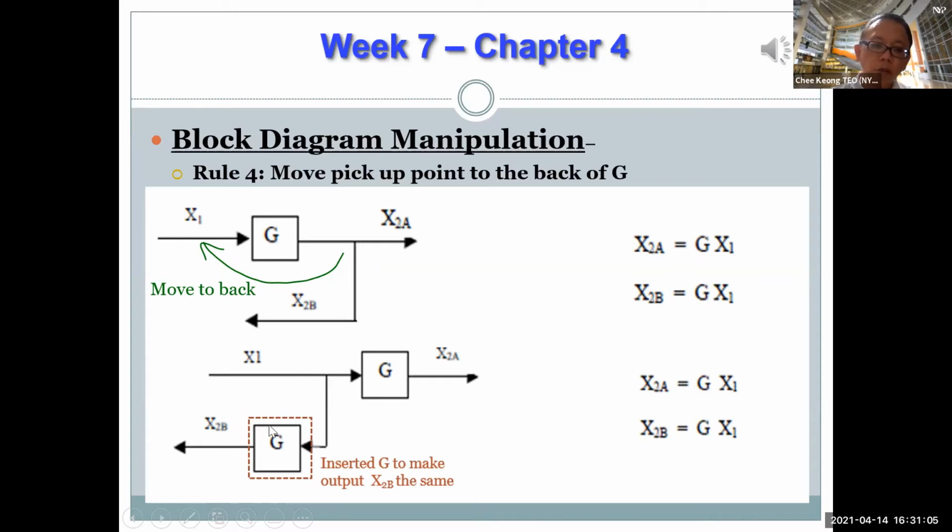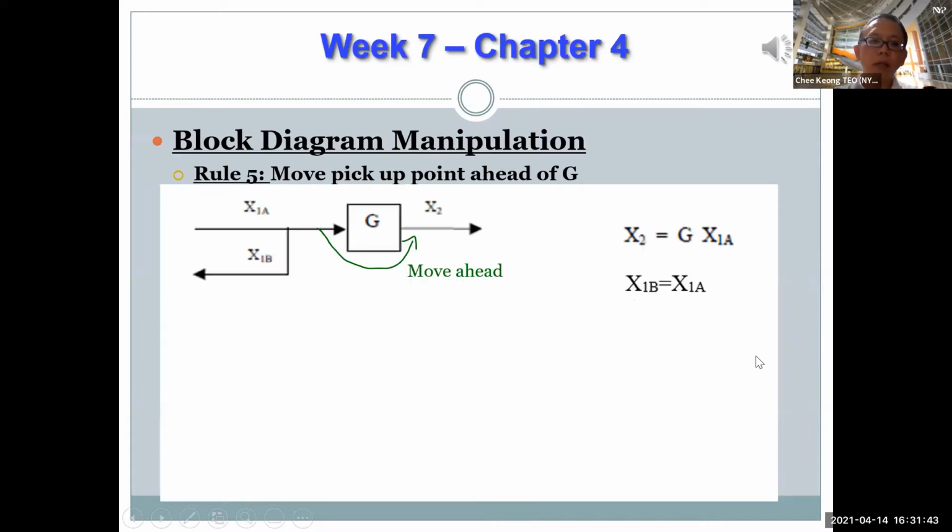So therefore, because of that, you got to add another G so as to come out with the same expression. But X2a will still be the same because it's X1 times G to give you X2a. So there's no difference for X2a. But X2b, if let's say you put here, there's no G here originally. But of course, you got to insert a G, then you get back the same expression. So that's basically what it means, moving a pickup point to the back. Once you move to the back, you got to insert a G to really make sure that the output maintains the same, right?